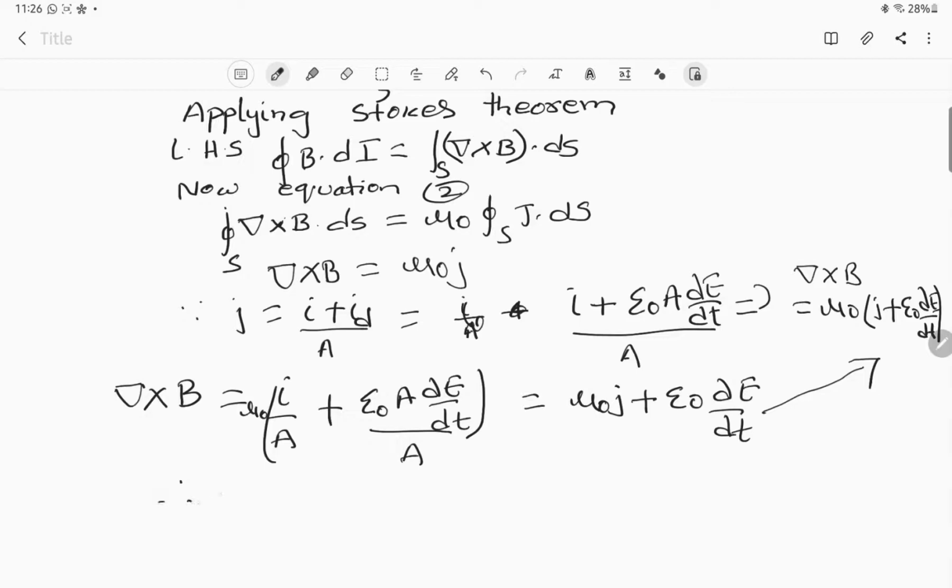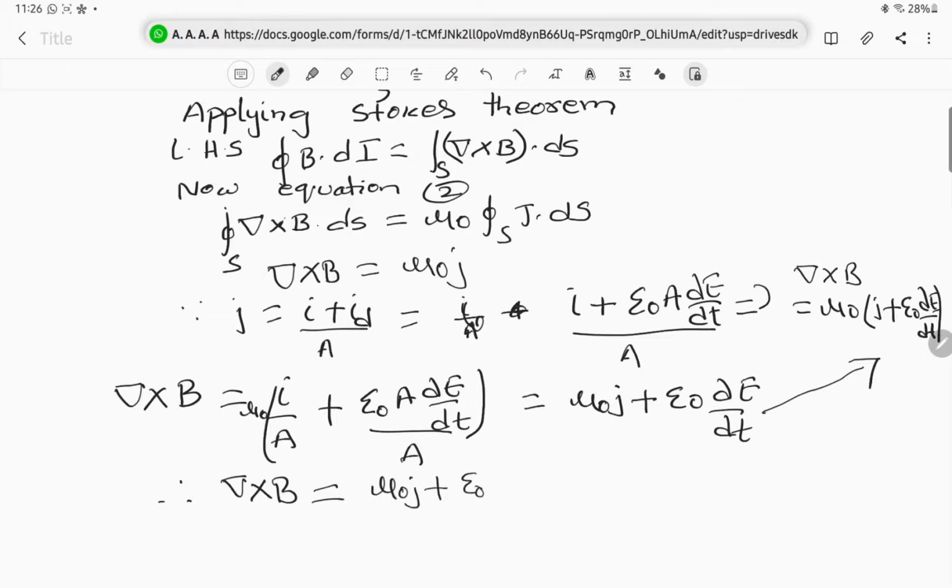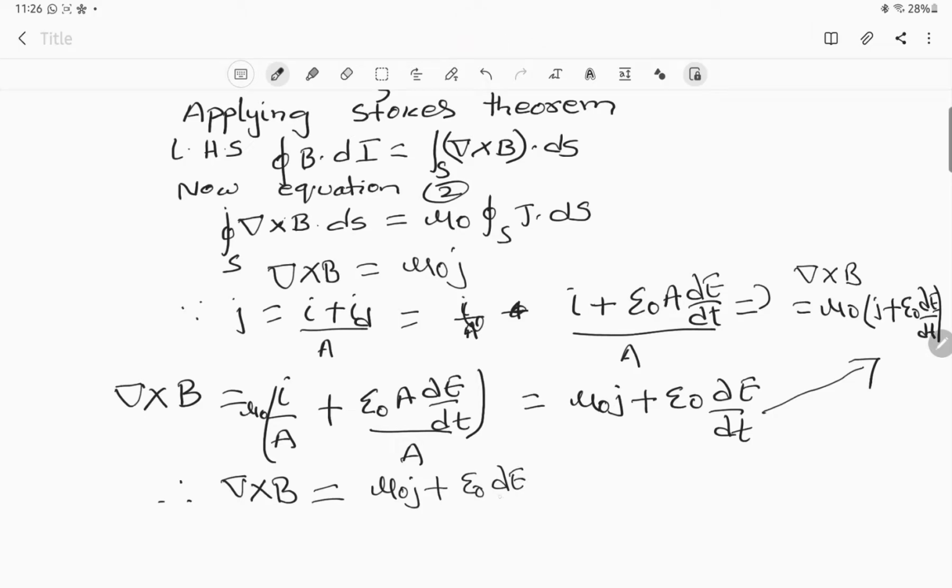So therefore your del cross B now becomes mu naught J plus epsilon naught dou E by dou t. Clear everybody? Now this implies that this is the value of the fourth Maxwell equation in the differential form.